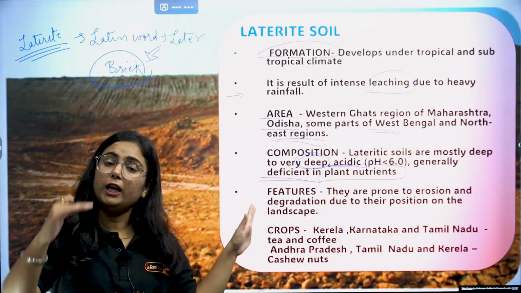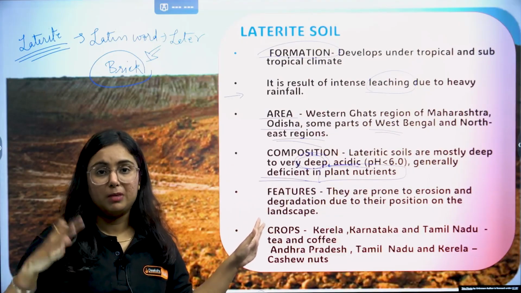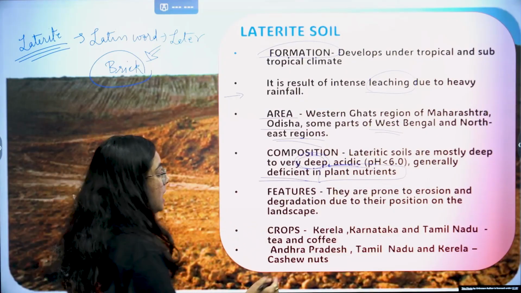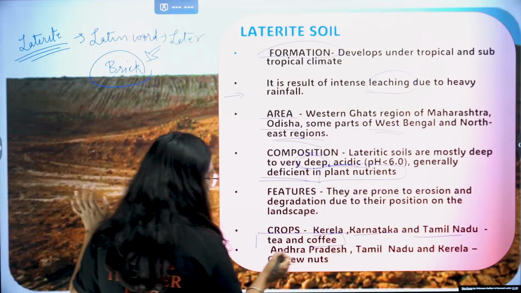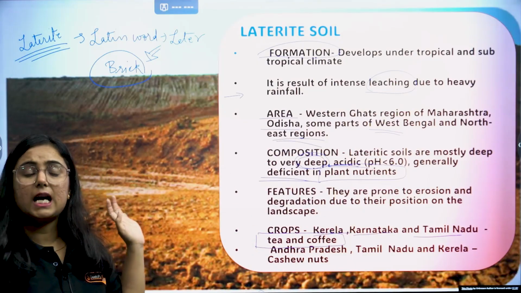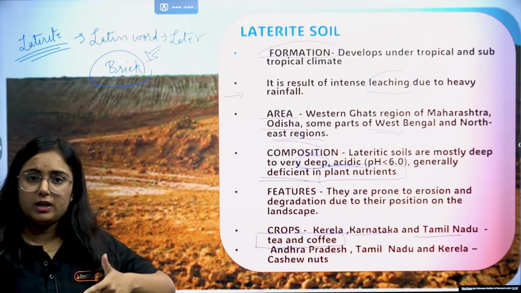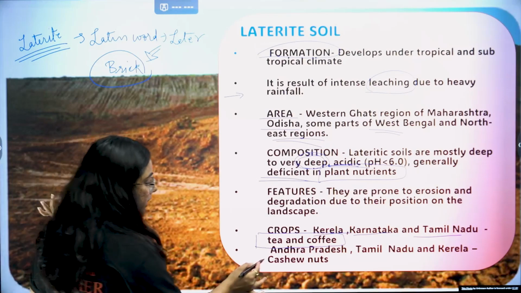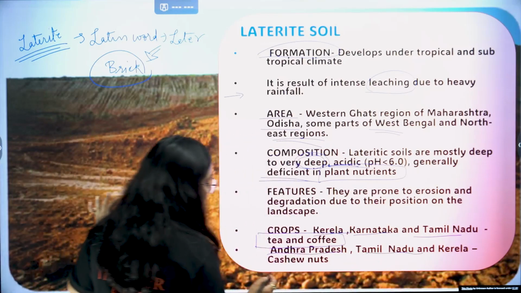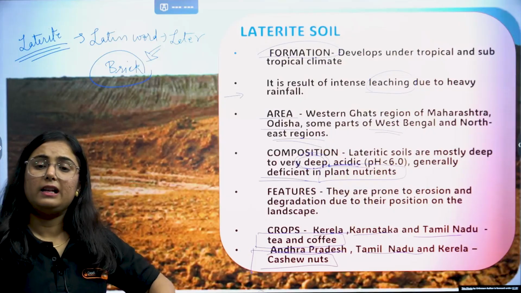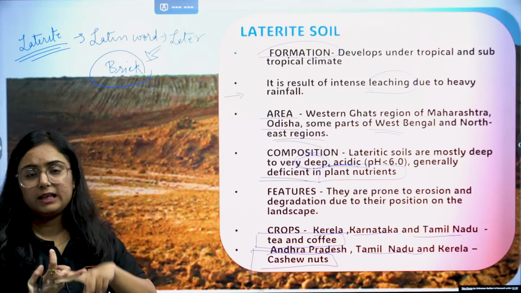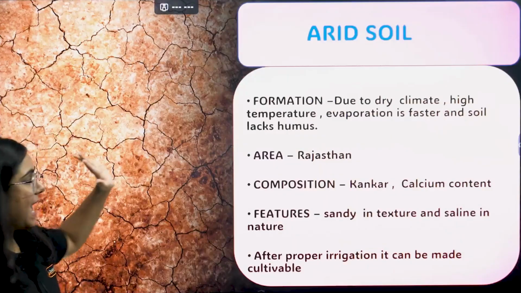Crops, now if we are using a good, effective, appropriate measure to conserve this soil, then in Kerala, Karnataka and Tamil Nadu, tea and coffee is grown. Kerala, Karnataka, Tamil Nadu, tea and coffee is grown on this soil. Particularly in Andhra Pradesh and Tamil Nadu, Kerala also, cashew nut is found. Okay, so the crops grown in laterite soil are tea, coffee and cashew nut. The next one is arid soil.